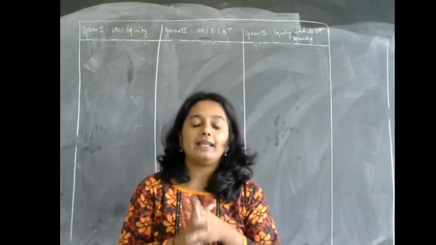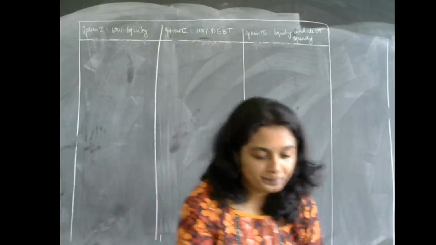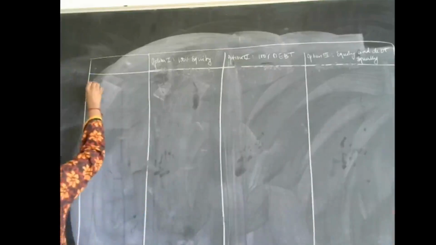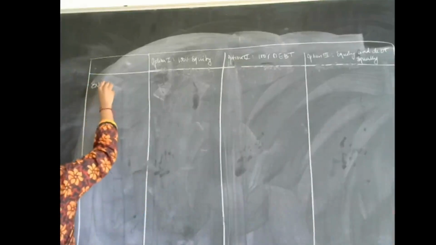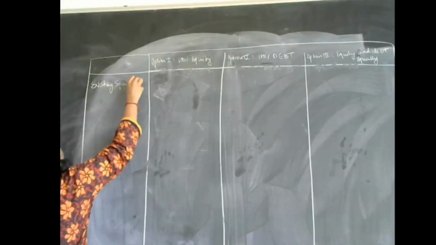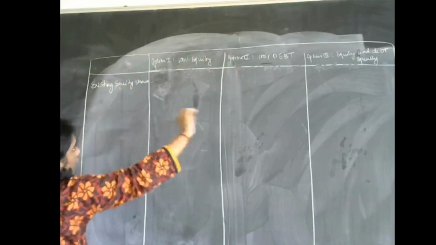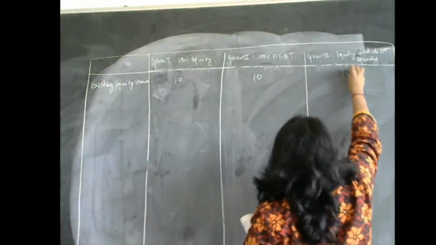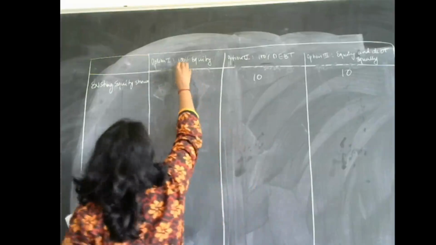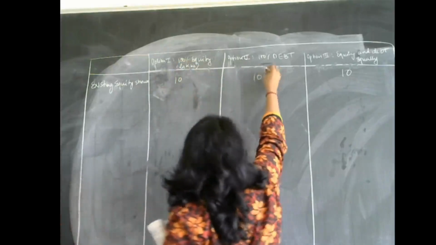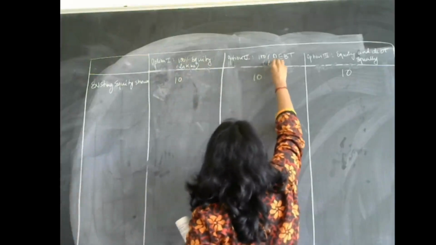Now let us try and solve this problem. Existing equity shares, in all the cases it's going to be 10 lakhs. Let us write in brackets over here, it is in lakhs. All the figures are going to be in lakhs.